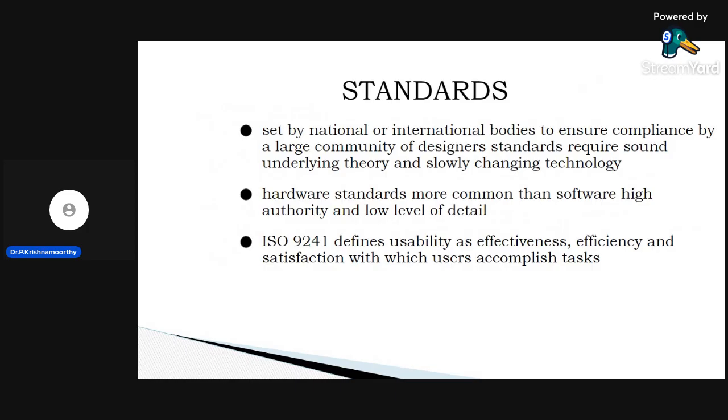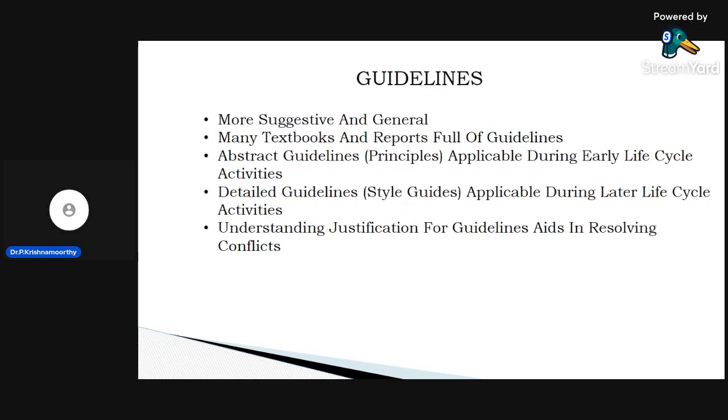Standards are set by national or international bodies to ensure compliance by a large community of designers, for standards that have sound underlying theory and slowly changing technology. ISO 9241 defines usability as the effectiveness, efficiency, and satisfaction with which users accomplish tasks. Guidelines are more suggestive and general.